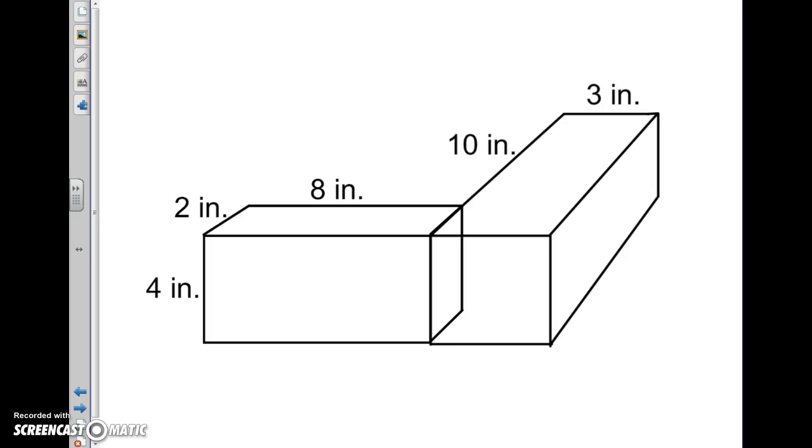Okay. So now I'm going to have you go ahead and solve for this irregular shape. You'll notice it's pretty much the exact same shape, right? But it has different dimensions. So go ahead and solve for the total volume of this irregular shape.